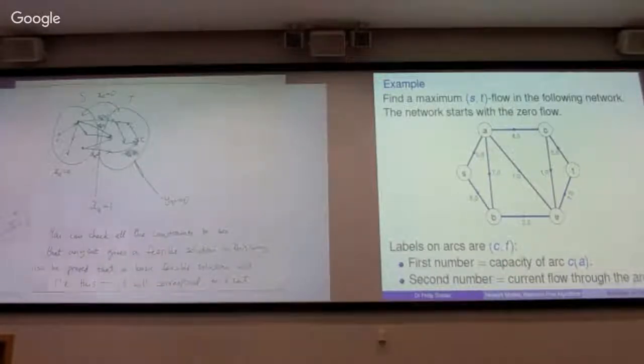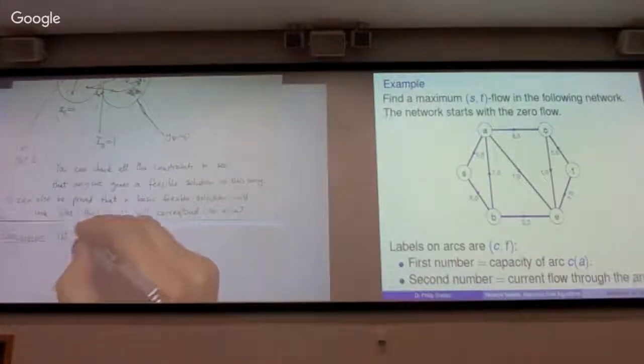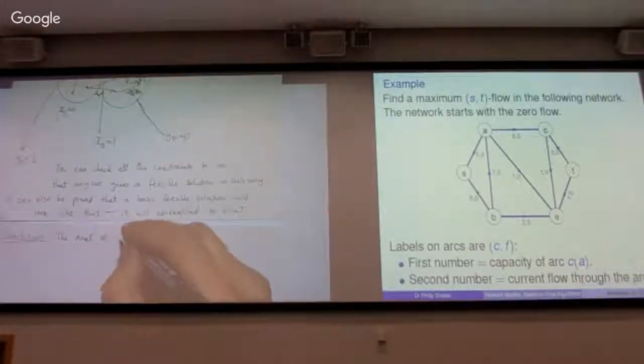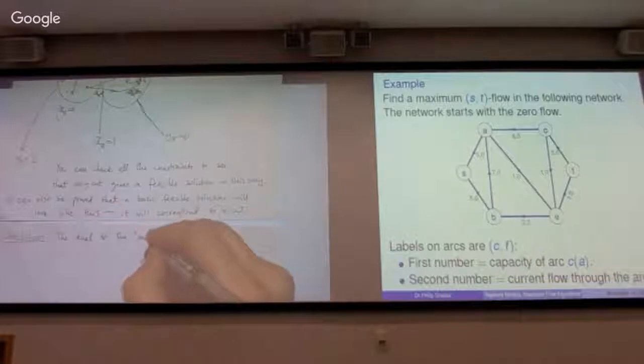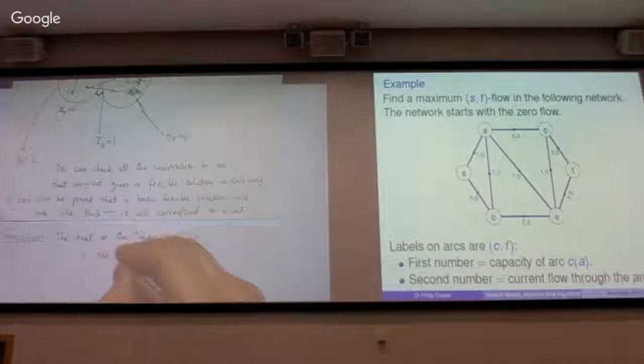So, conclusion: the dual to the max flow linear program is the min cut program, and that's great. You might not appreciate it now, but it's beautiful maths, and that's it. Any questions or objections?